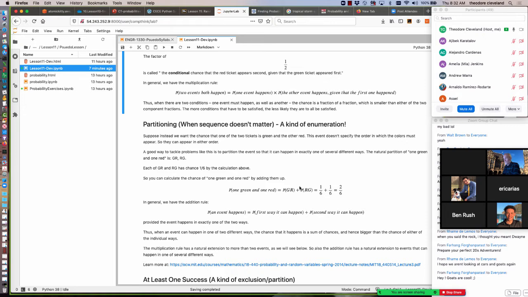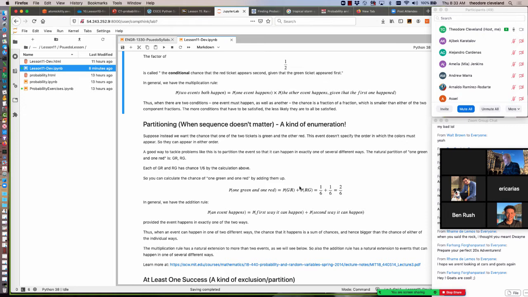Each of those two outcomes have a chance of 1/6 based on the logic expressed above. So we can calculate the chance of one green and one red by adding up the chances of either happening. So the probability of one green and one red is equal to the probability of green, red plus the probability of red, green, which is 1/6 and 1/6, which becomes 2/6, which is 1/3. So there's a 1 in 3 chance of pulling a green goat and a red goat if we don't regard the order of the pulls.